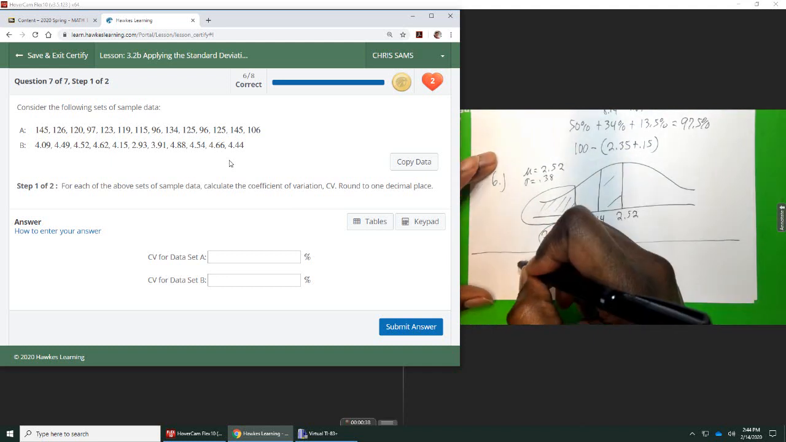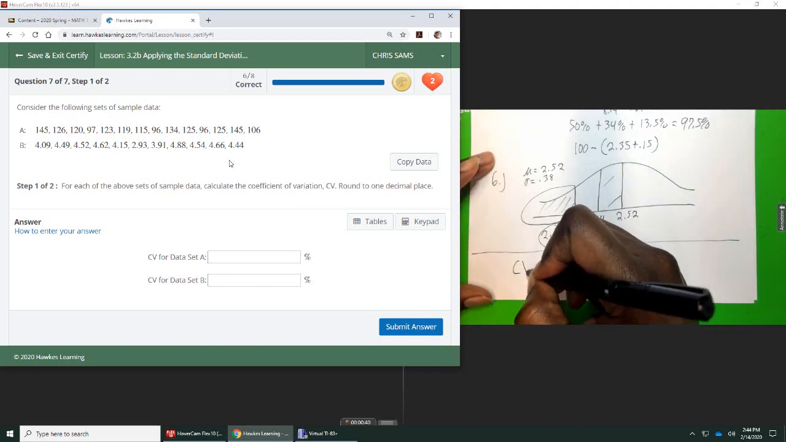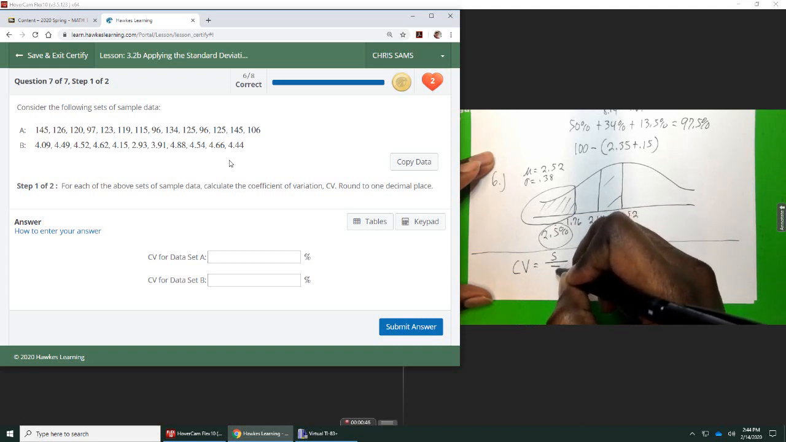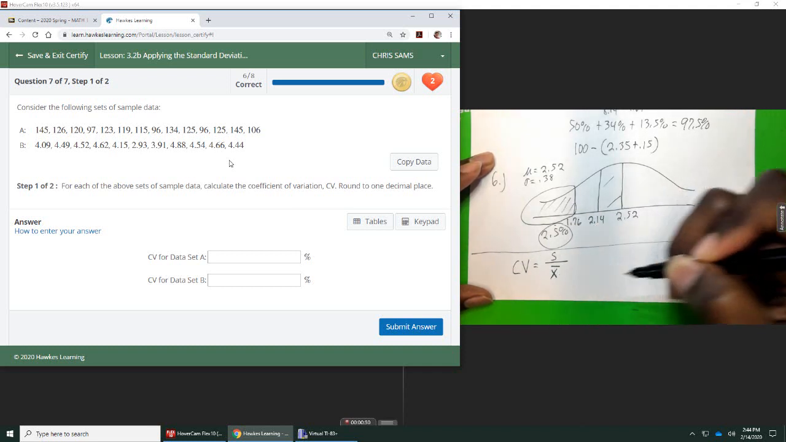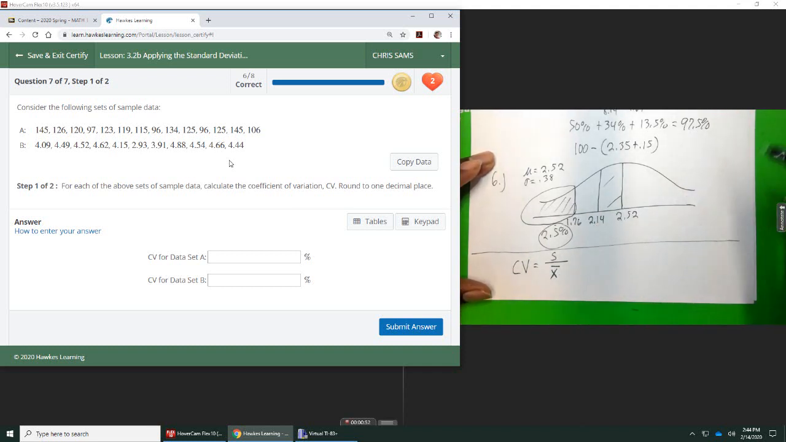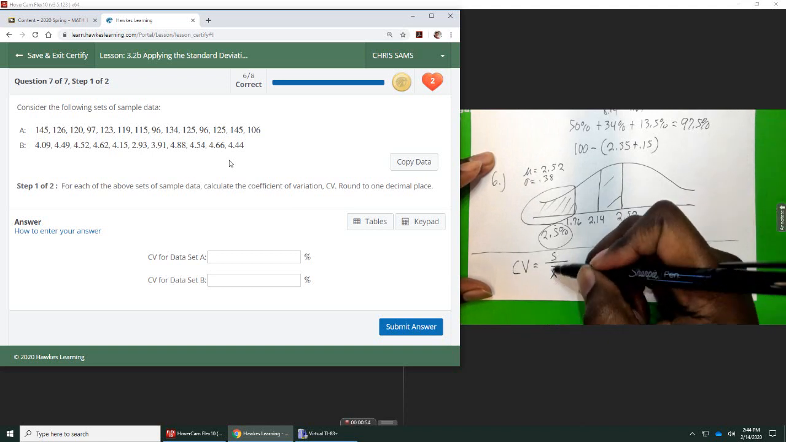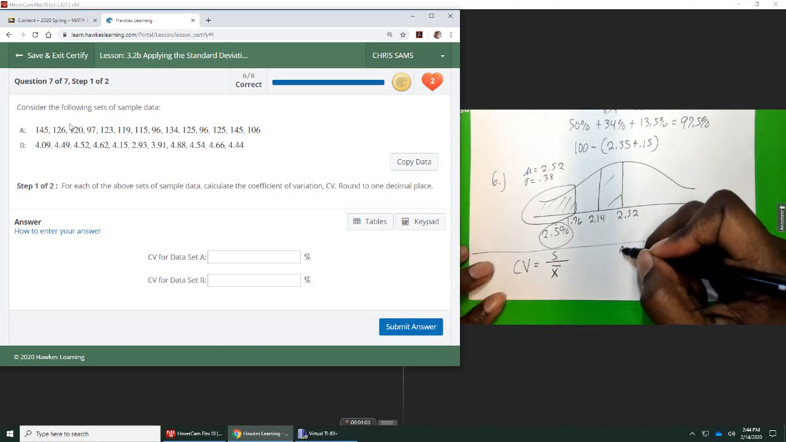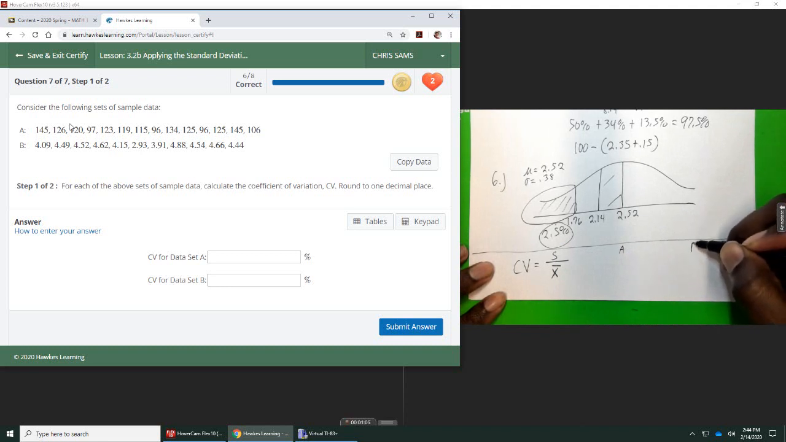Remember, coefficient of variation, if you looked at the note section right before this, is equal to standard deviation divided by the mean. And I know to use these symbols because we're using a sample. So this is sample mean and sample standard deviation. And so we're going to do this for both sets of data. I'm going to do data set A first, and then I'm going to do B, and we'll compare them.